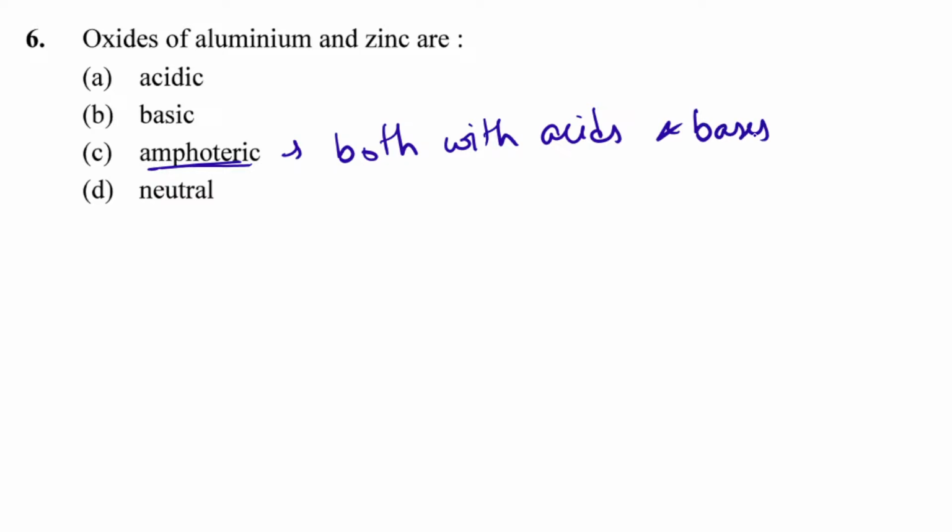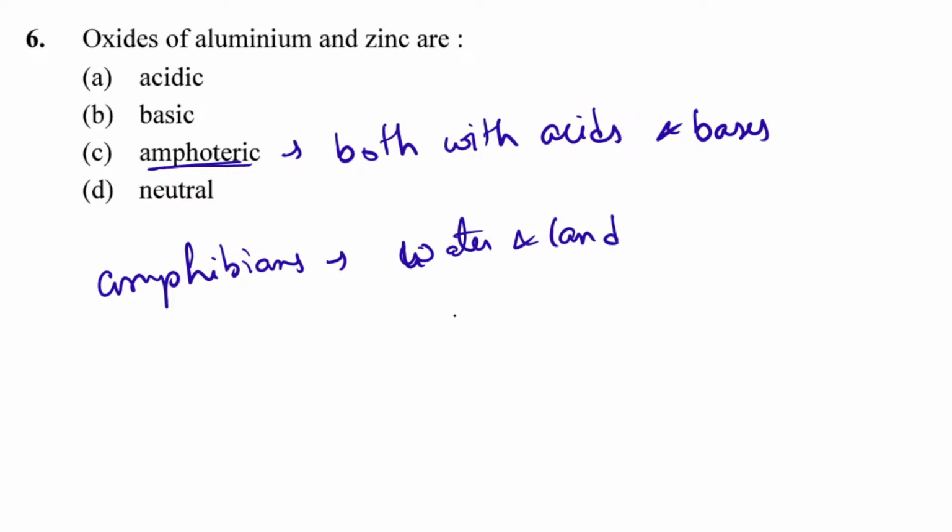You might be hearing the word amphoteric once again. Like, you might have heard of amphibians. Do you know what they are? Amphibians are animals which can live both in water and on land. Examples are frog and snake. Wherever you see amphi, it means dual nature. So here amphoteric means dual nature, that is, it can react with both acids as well as bases.